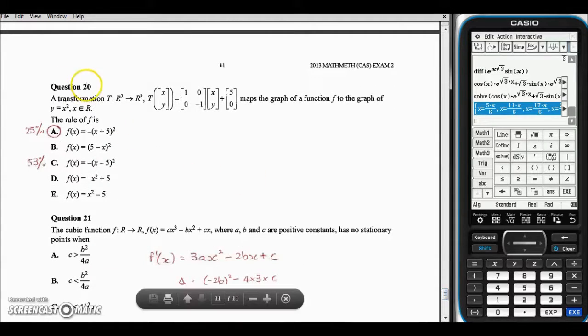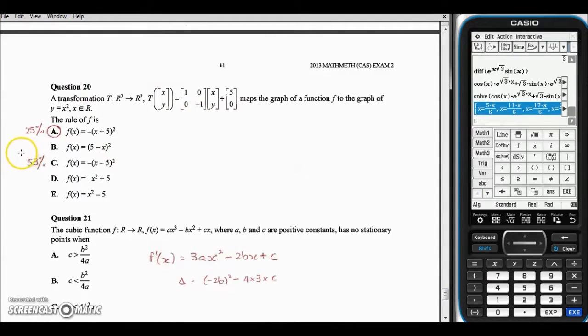Okay, question 20. This is a really interesting one because 53% of people got it wrong, so it was a bit of a trick question. The reason is that it gives you a transformation, but asks you to find a function that, when you use that transformation, maps the graph of the function onto x squared. I think the majority of people applied the transformation to x squared, and if you do that, you get this.